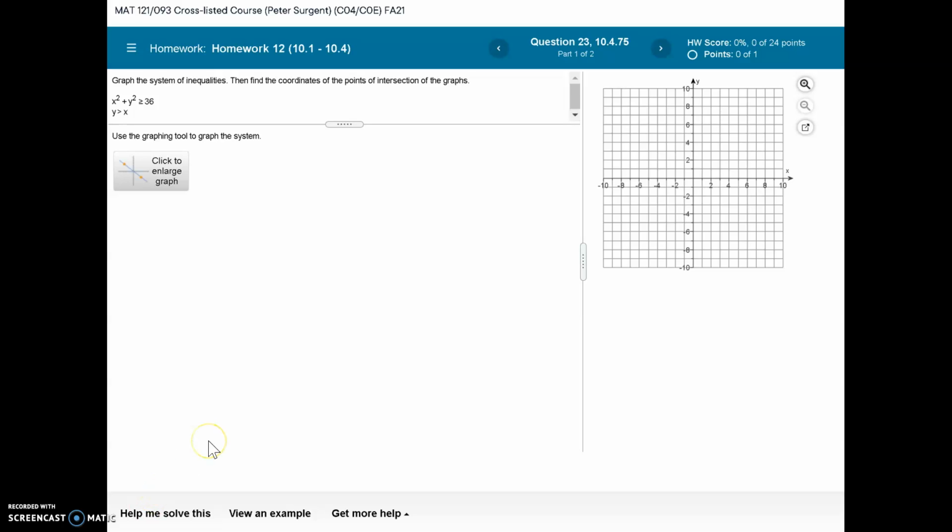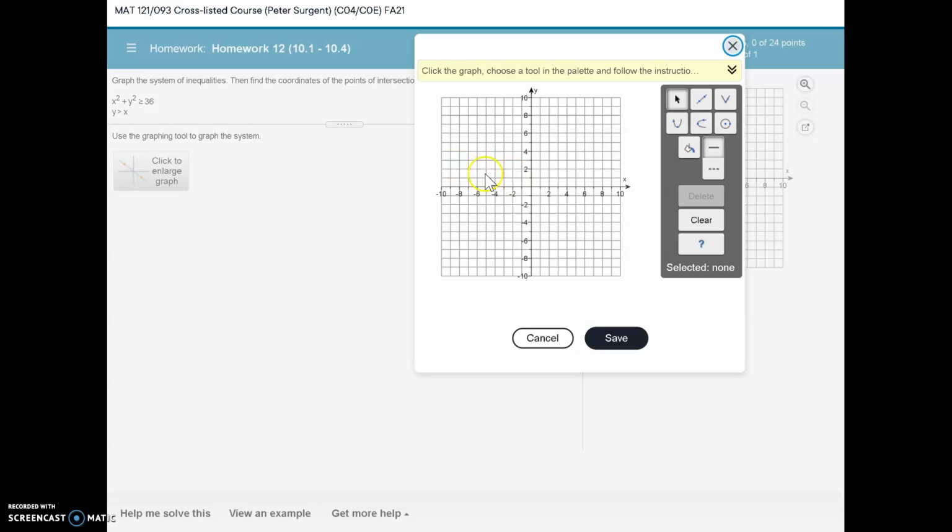Okay, I got a couple questions about graphing, so let's take a look. I want to graph x squared plus y squared is greater than or equal to 36. So first, for both of these, I'm just going to graph the function without the greater than part. Okay, so I'm going to graph x squared plus y squared equals 36. Because it's greater than or equal to, I'm going to use a solid line. So that's a circle with a radius 6, right?